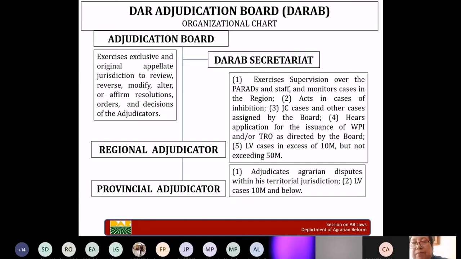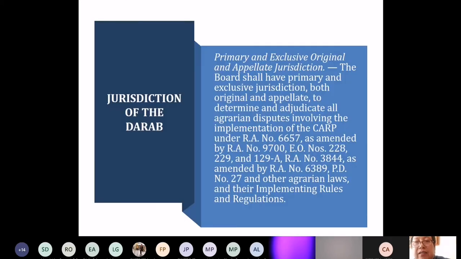So the jurisdiction of the PARAD under the 2020 rules is 3 million and below, the RARAD 3 million up to 50 million, and the board remains at 50 million and above. And the board now has appellate jurisdiction on the decisions of the RARADs and PARADs on land valuation cases. Take note also that the RARAD and the PARAD have concurrent jurisdiction to adjudicate issues involving agrarian reform matters.